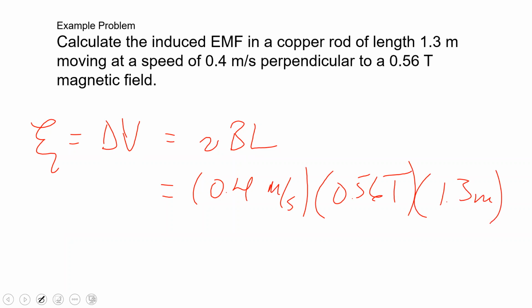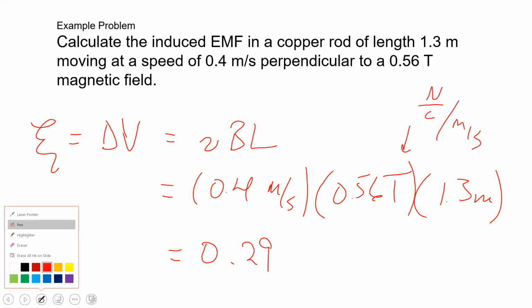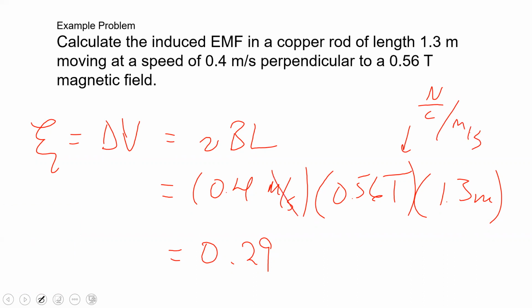So if you took a copper pipe that long and moved it at a fairly slow speed in a high magnetic field, I get that this is 0.29. And then we go and look at our units. A Tesla here is a Newton per Coulomb divided by a meter per second. So the meters per second will cancel out.